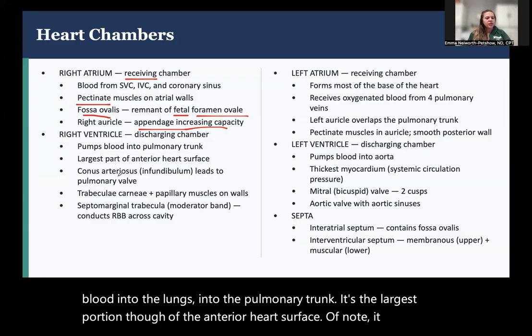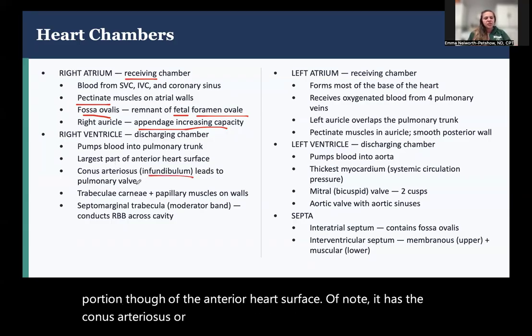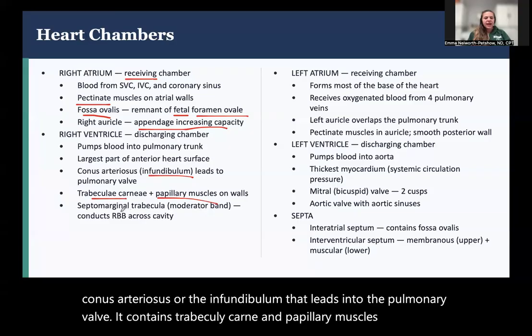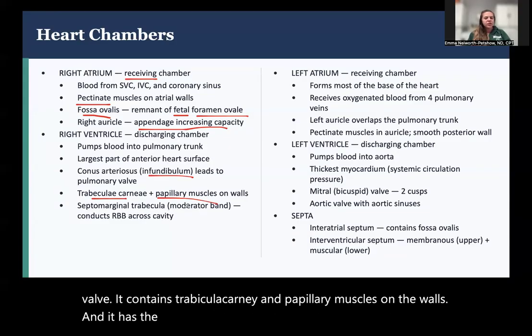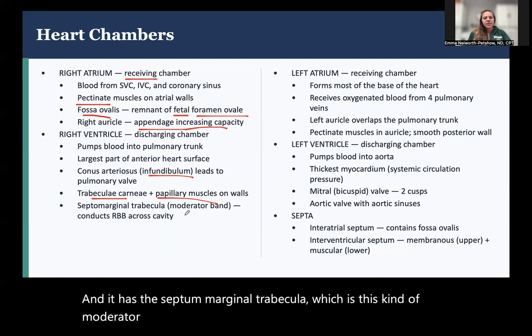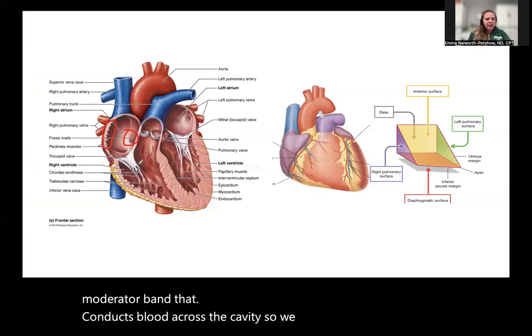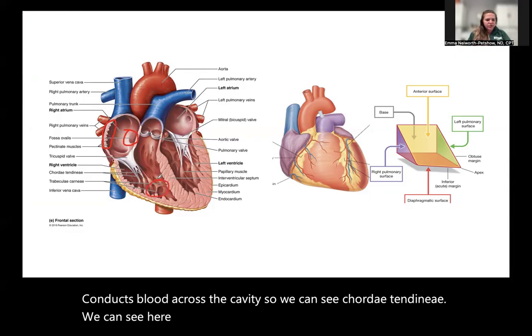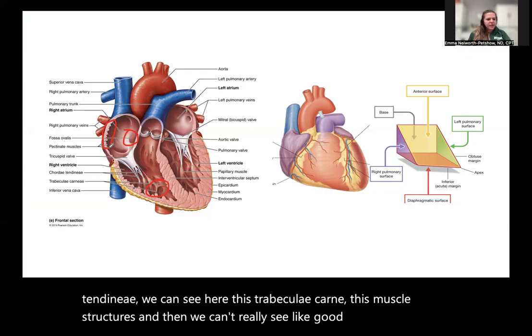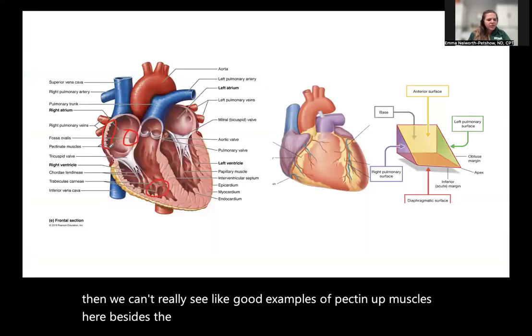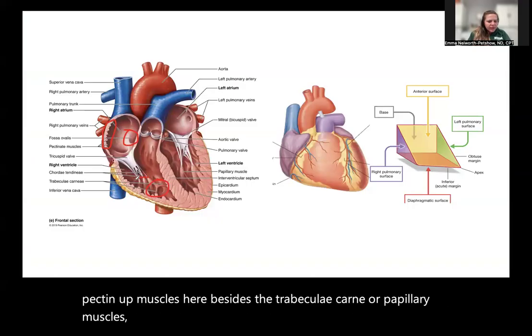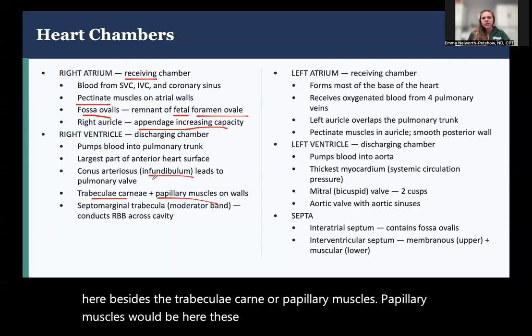It has the conus arteriosus, or the infundibulum, that leads into the pulmonary valve. It contains trabeculae carneae and papillary muscles on the walls, and it has the septomarginal trabecula, which is a moderator band that conducts blood across the cavity. We can see chordae tendineae. We can see here the trabeculae carneae, these muscle structures. We can't really see good examples of pectinate muscles here besides the trabeculae carneae or papillary muscles. Papillary muscles would be here. We'll see a better picture later.